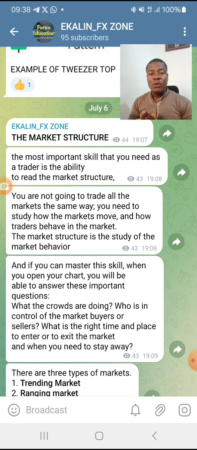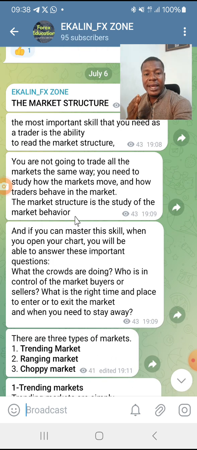As a trader, you're not going to treat all the markets the same. Depending on what the market communicates to you, or what you see in the market, that should tell you the decisions you have to take, whether to buy, sell, or to stay away from the market when you do not see a clear direction. So you should be able to master this skill.